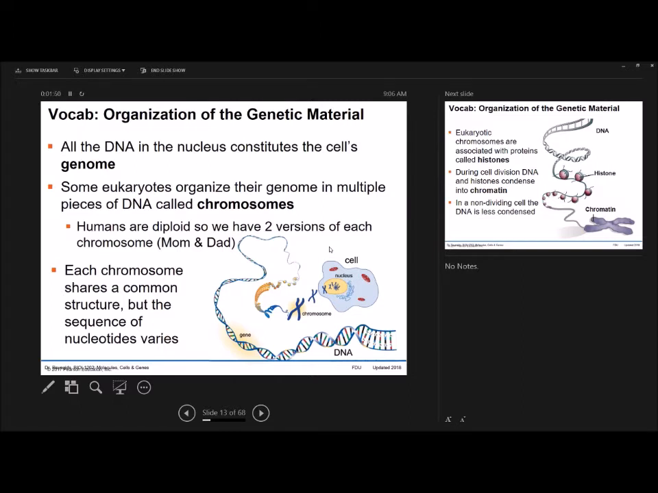Some eukaryotes organize their genome into multiple pieces of DNA. Each one of those pieces is called a chromosome. It has a set number of genes in it, okay? Humans are what we call diploid. We're going to talk a lot more about this when we come back from spring break. But what does diploid mean?